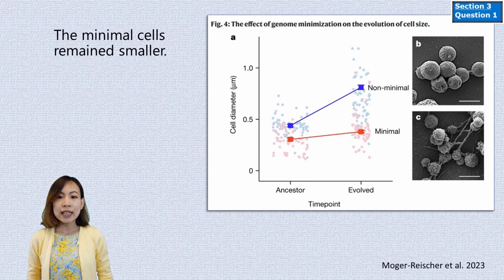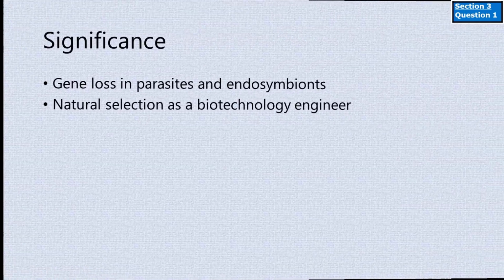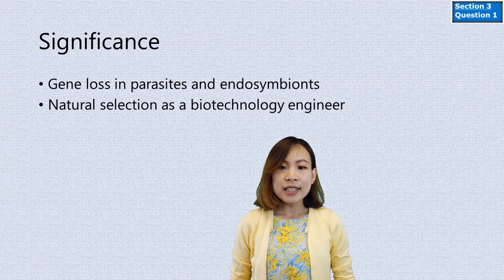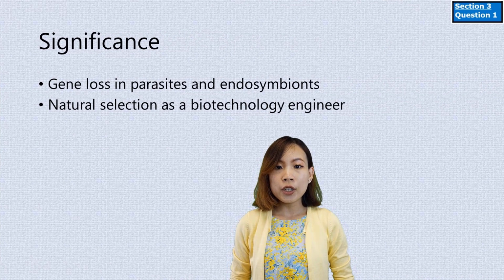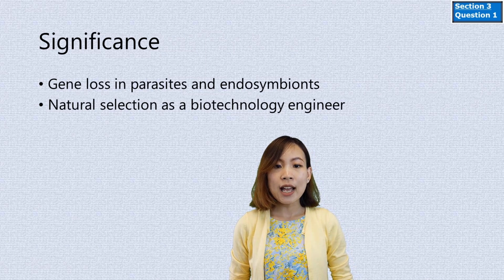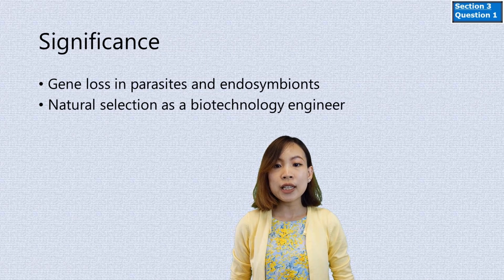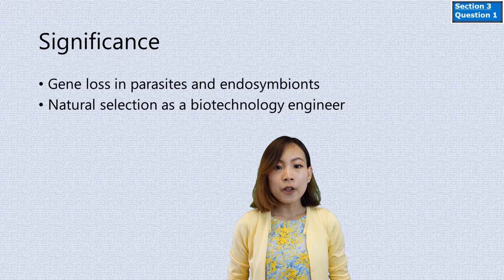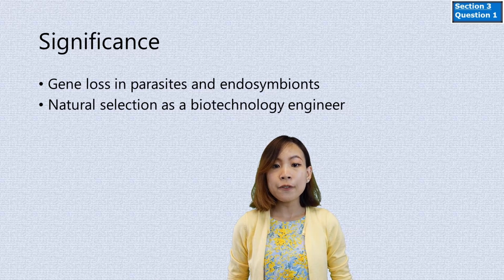Evolution cannot necessarily solve every problem though. The minimal cell size was smaller than non-minimal, and it did not significantly increase in size. The authors of the study say these findings can help uncover the mechanisms by which parasites and endosymbionts lose genes during their adaptation to the host. Furthermore, the successful recovery in fitness suggests that future biotechnology tools may be able to use natural selection as an engineer rather than human intervention alone.